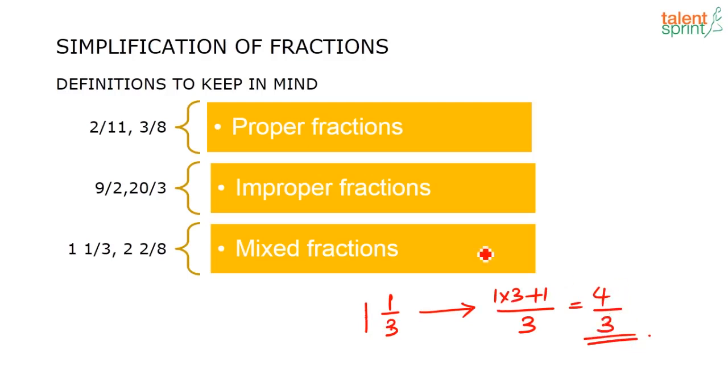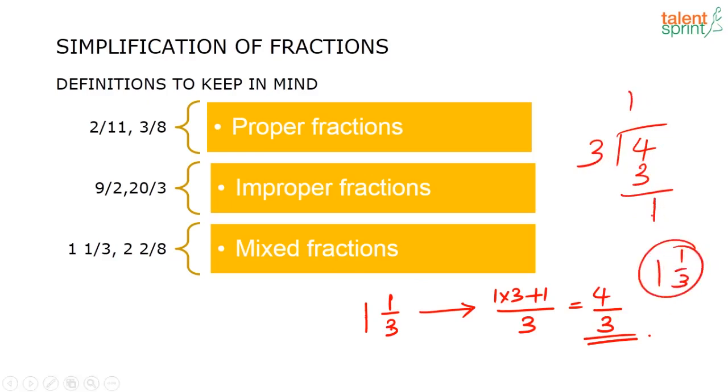Now how do you actually get back the mixed fraction from this improper fraction? Very easy, no? When you do 4 divided by 3, 1 3 is 3, 4 minus 3 is 1. So that is nothing but 1 by 3. That is how we get back the mixed fraction. So these are very basics that you should know when you solve the question. So let's move on to the question now.